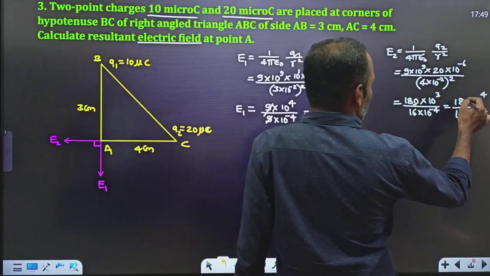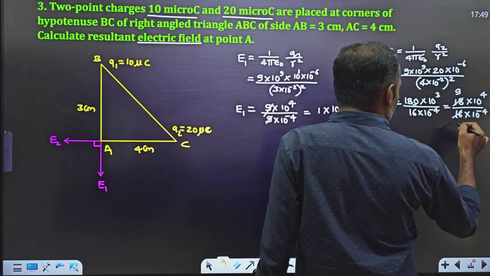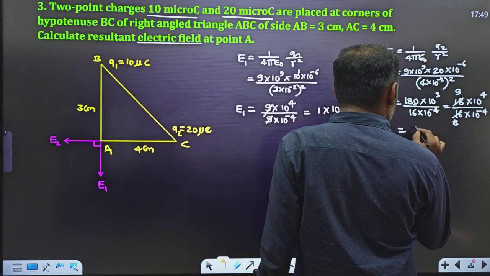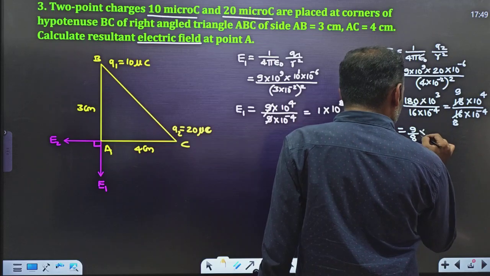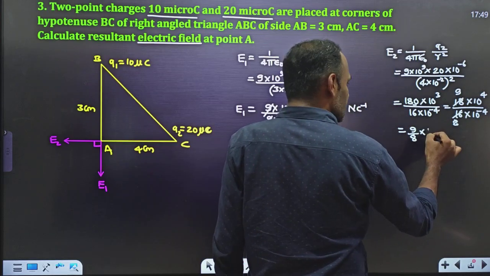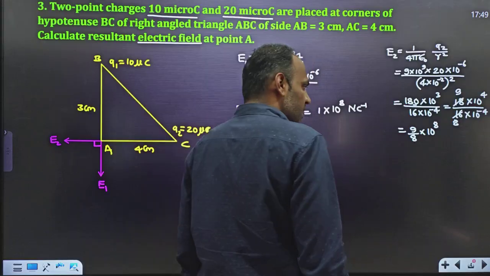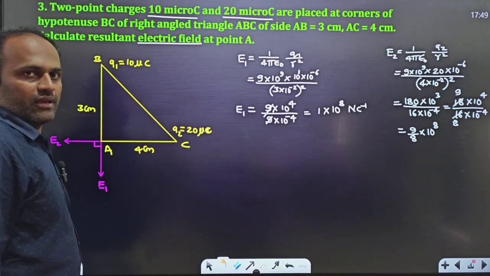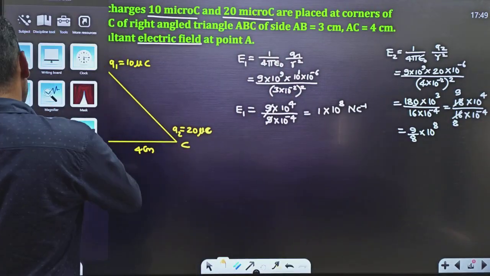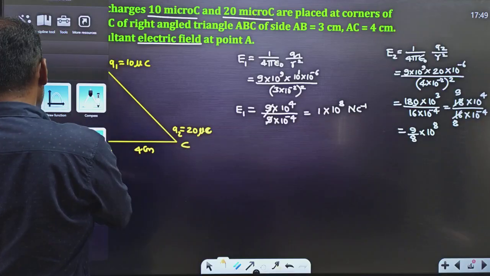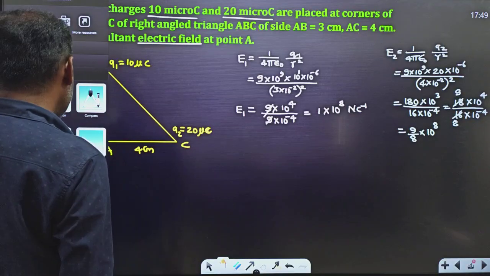So this will be 2 9s are 18 and 2 8s are 16. So we will get 9 divided by 8 into, minus 4 moves up as plus 4, 10 to the power plus 8. Yes. Now 9 divided by 8 we want. So let us calculate 9 divided by 8.